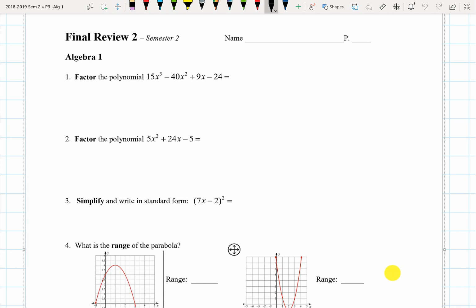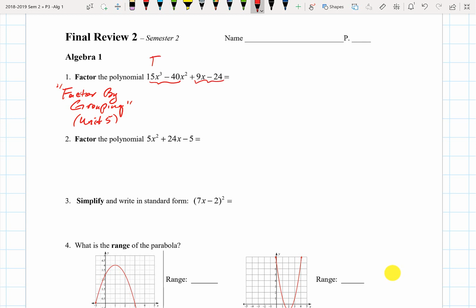All right, so what we want to do here first is factor the third-degree polynomial, and we want to use factor by grouping. So factor by grouping, which we've been doing for the last 3 months. Okay, all right, so this is, I think it was Unit 5. Okay, so we have two groups. First group, second group, and we want to factor out the GCF. Factor by grouping, so here we go.